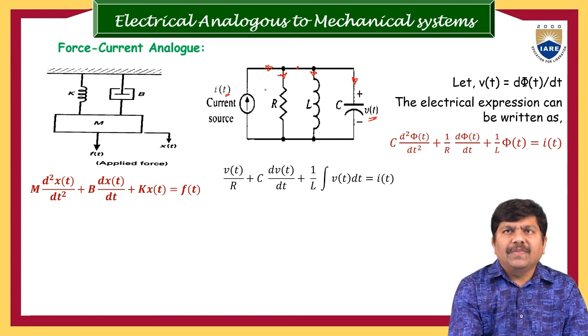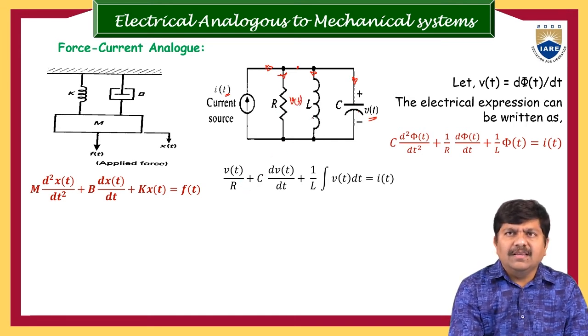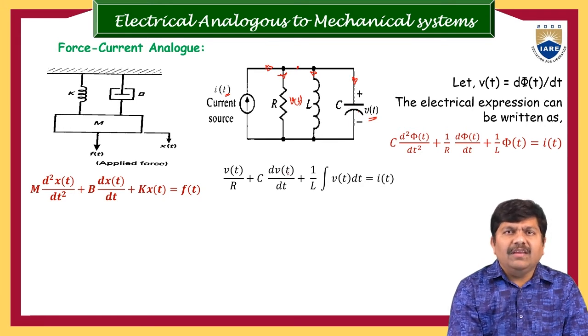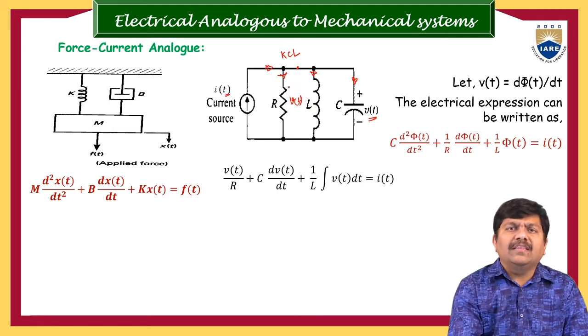So current I of t is the sum of three currents flowing through the resistance, the inductance, and the capacitance. How much current flows through the resistance is V of t by R, because the voltage across it is V of t. So V of t by R plus the current through the inductor, 1 by L integration of V of t dt, plus the current through the capacitor, C dV by dt, is the input current. What is the law we have used here? Kirchhoff's current law. Incoming current is equivalent to the sum of the currents leaving at that particular junction or node.